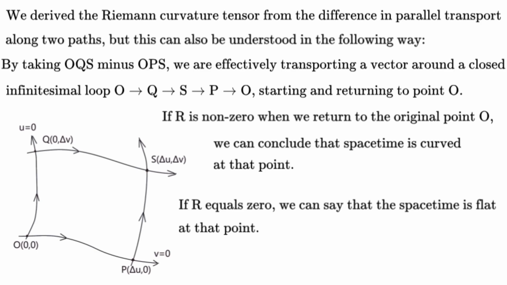We derived the Riemann curvature tensor from the difference in parallel transport along two paths, but this can also be understood in the following way. By taking OQS minus OPS, we are effectively transporting a vector around a closed infinitesimal loop OQSPO, starting and returning to point O. If R is non-zero when we return to the original point O, we can conclude that spacetime is curved at that point. If R equals 0, we can say that spacetime is flat at that point.